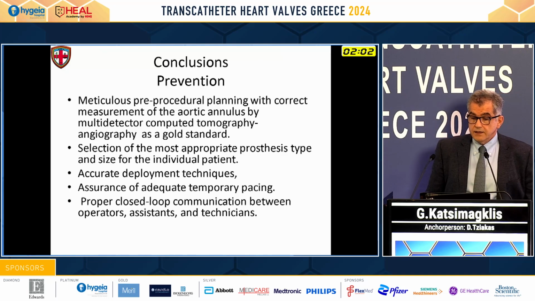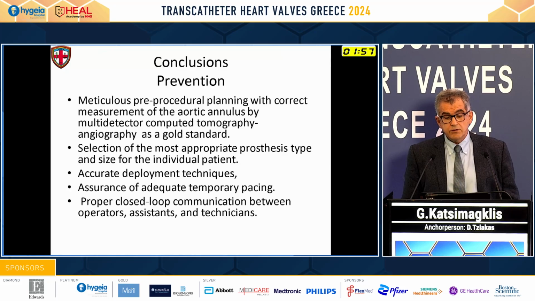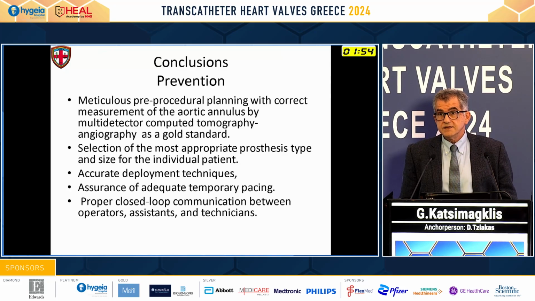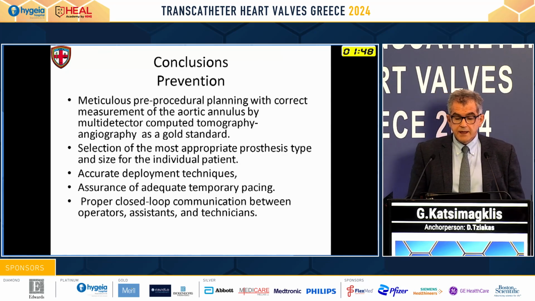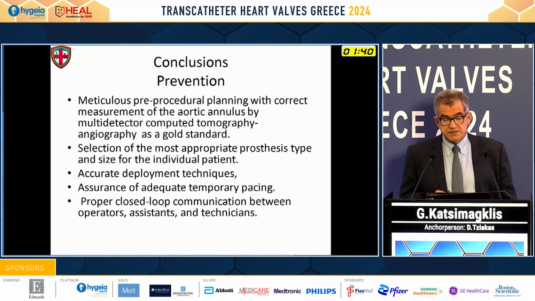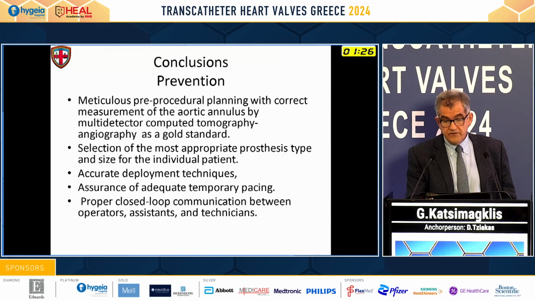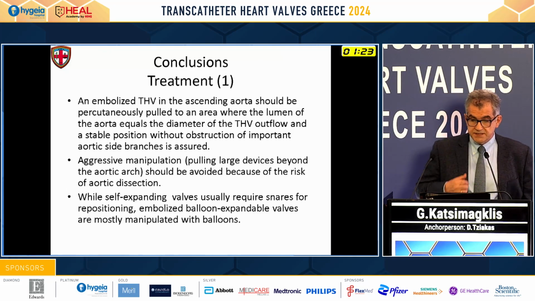Let's proceed with the conclusion. For prevention, we propose that meticulous pre-procedural planning with CT angiography and correct measurements should always be the gold standard. Also important are the selection of the most appropriate prosthesis type and size for the individual patient, accurate deployment techniques, assurance of adequate temporary pacing, and proper closed-loop communication between operators, assistant and technician. This is especially important for the pacing.